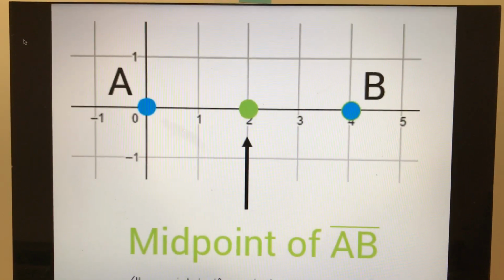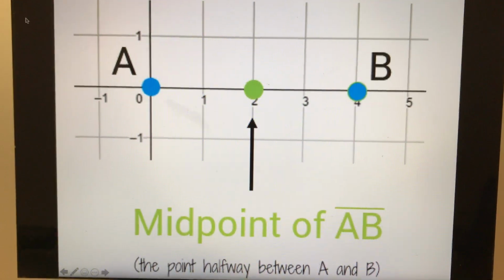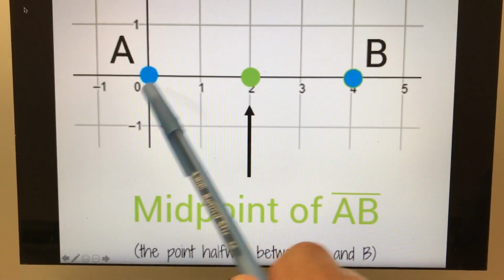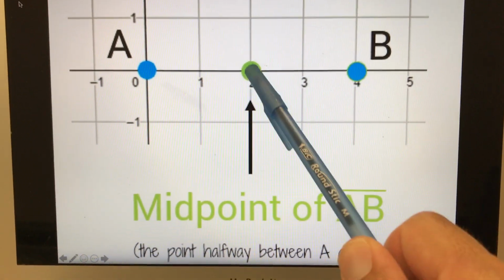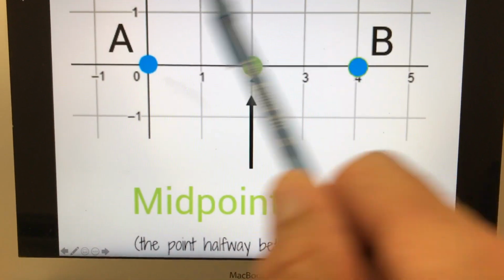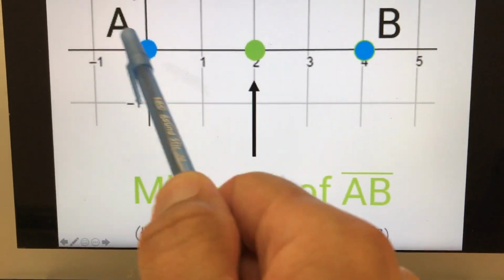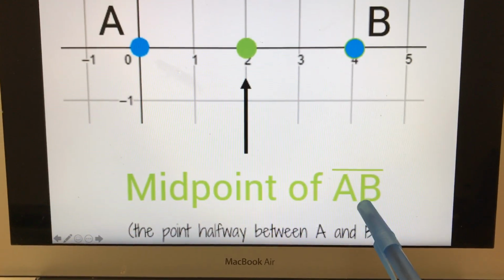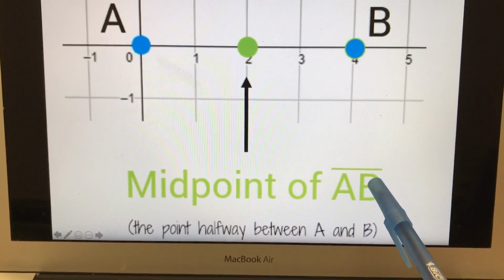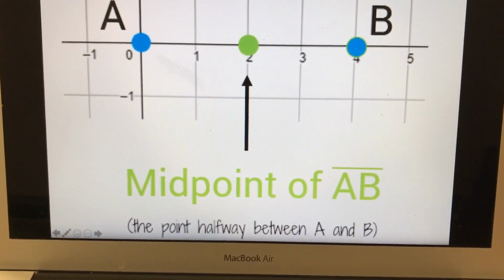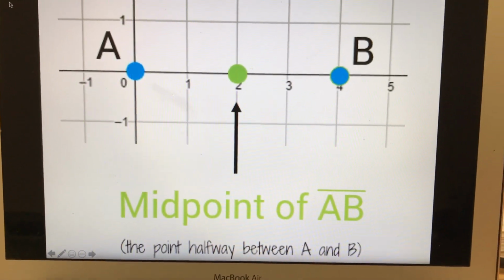Now for us, we need to think of that geometrically. So if we had a point at A and a point at B, then this point here in the middle of those two points would be the midpoint of line segment AB. So that line on top represents line segment AB, the midpoint or the halfway point. We're going to call it midpoint.